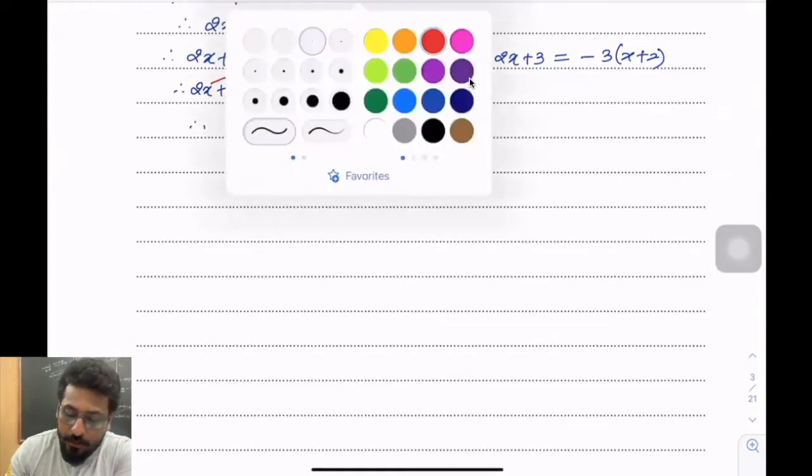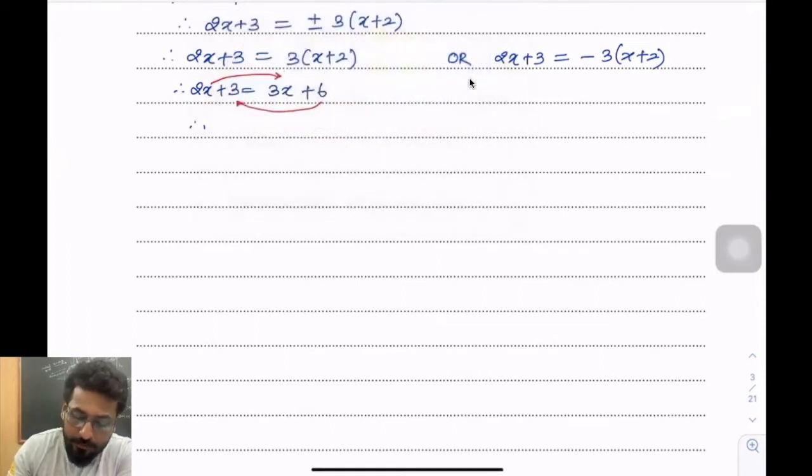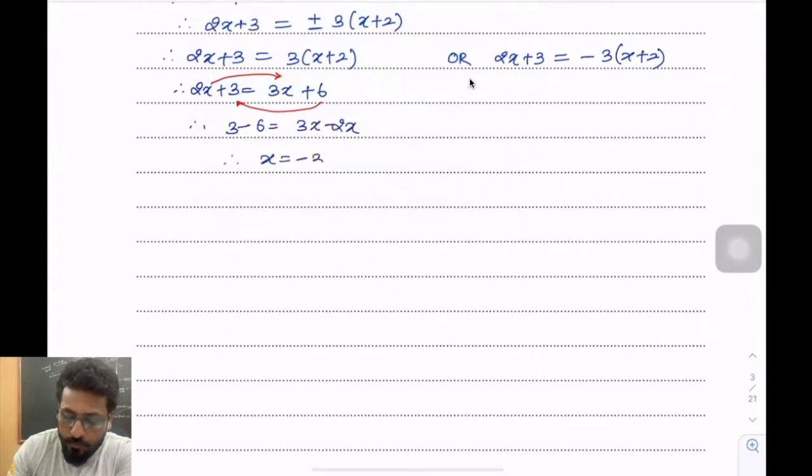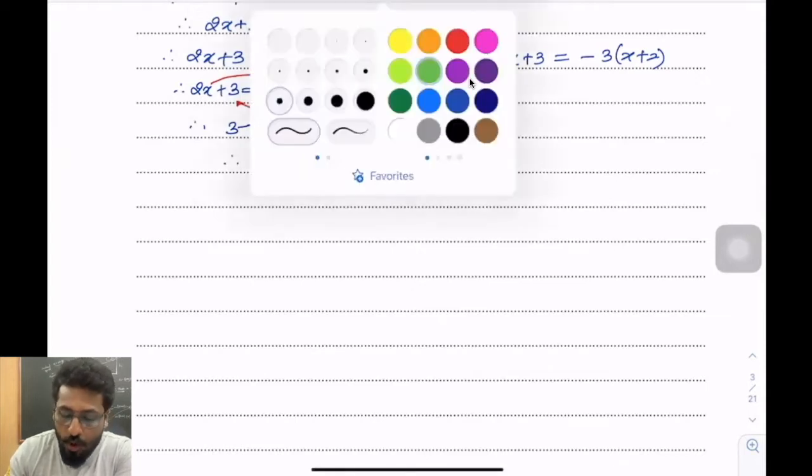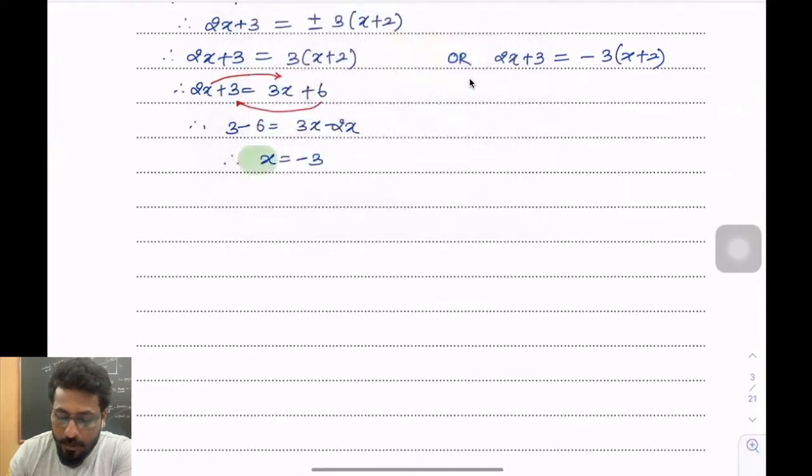So I can go further and write 3 minus 6 is equal to 3x minus 2x. So that gives me x equal to negative 3. So that's one of the values of x that I've got. x is minus 3. Now let's simplify the other equation as well.